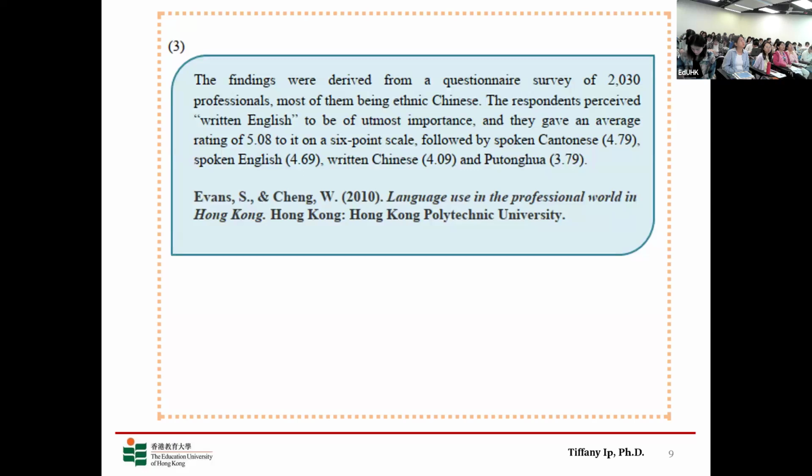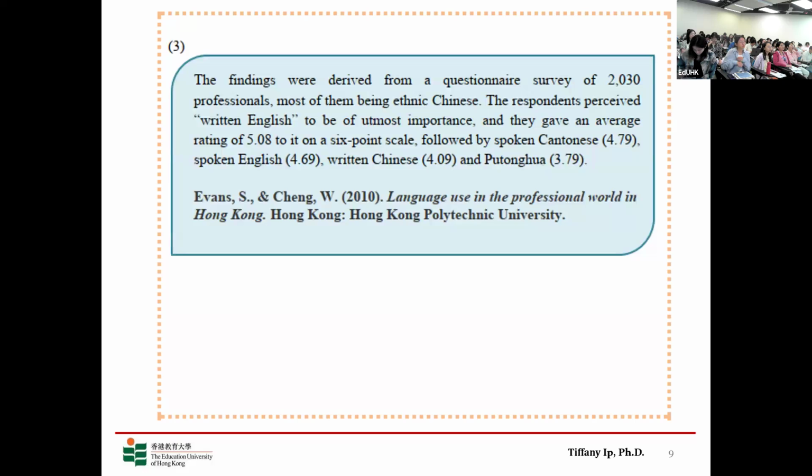Imagine you read a paper, and they share with you questionnaire findings. So here is about a questionnaire survey. They did it with 2,030 people, asking people to give a rating on a 6-point scale. 6-point is like maybe 1 to 6 or 0 to 5. If you really strongly disagree with something, you give a 1, and if you strongly agree with something, you give a 6. So this is a 6-point scale, and the average rating is 5.08 here.